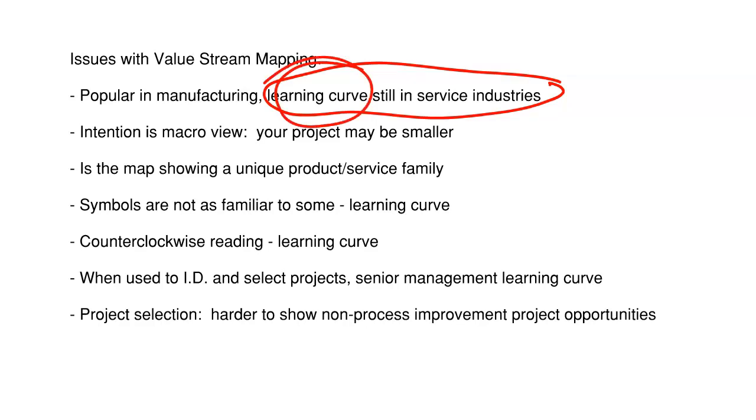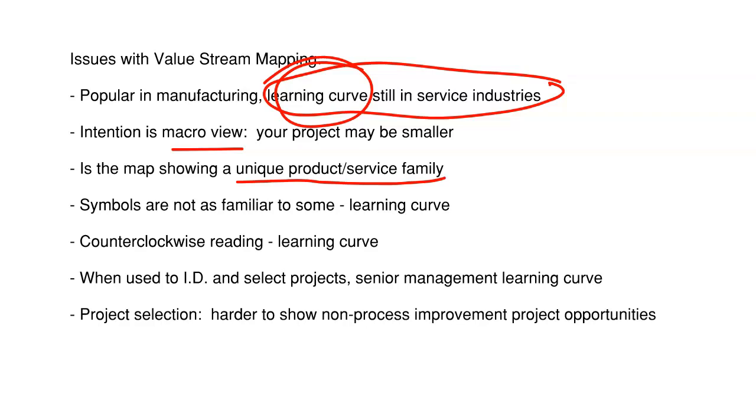All value stream maps are supposed to show a macro level view, but what if your process improvement project isn't a macro level? What if it is a much smaller initiative where you need to be much more microscopic and granular in the details of the activities going on? A value stream map might not fit there. On the flip side, sometimes you are working on a set of initiatives that are bigger than a unique product and service family, and a value stream map is really meant just for a single product or service family.